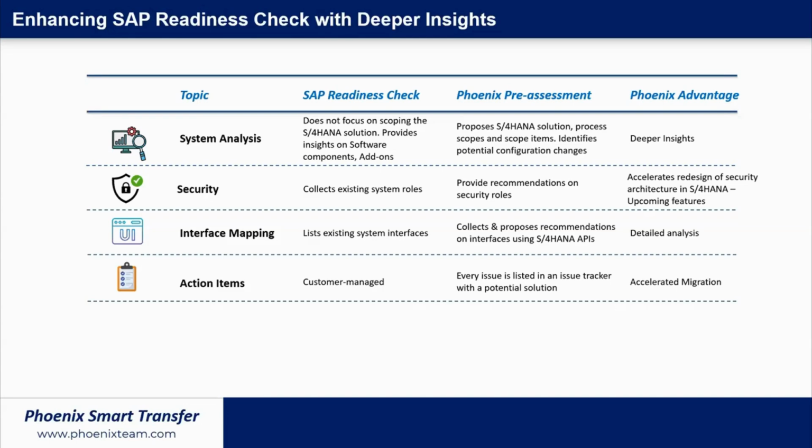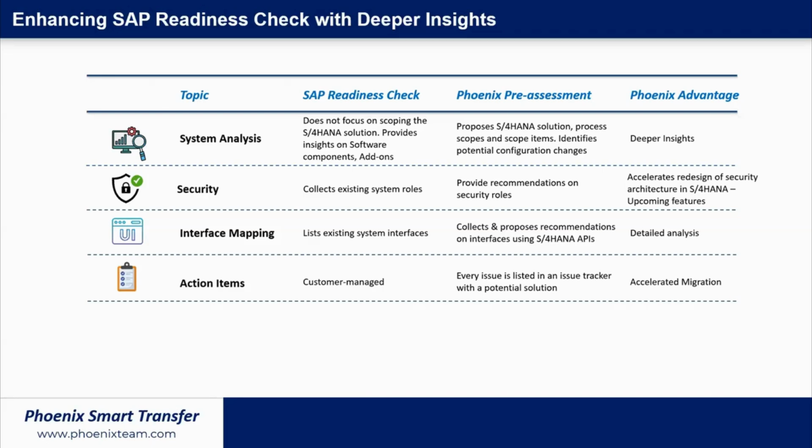And the action items, right? From a readiness check, you might just get what needs to be fixed, but smart transfer is going to give you a more accelerated approach in terms of listing them out, creating a potential backlog that needs to be addressed, and prioritizing that entire backlog list on what needs to be addressed immediately and what needs to be addressed subsequently. That's something very unique to smart transfer.